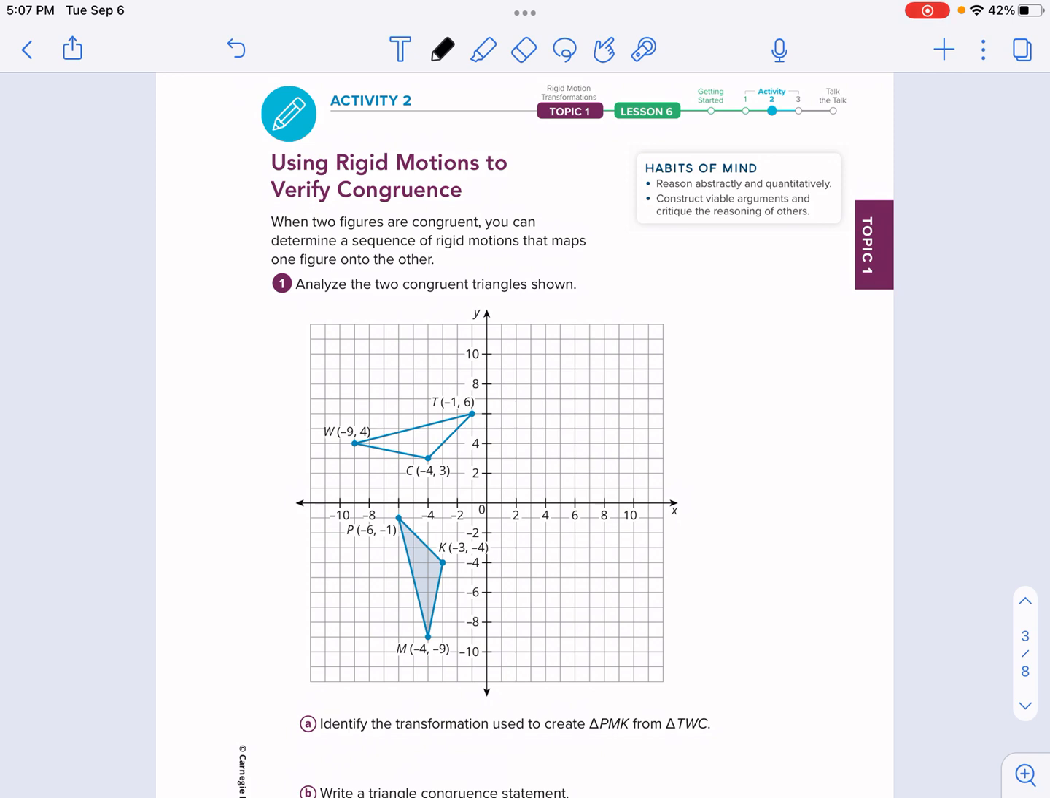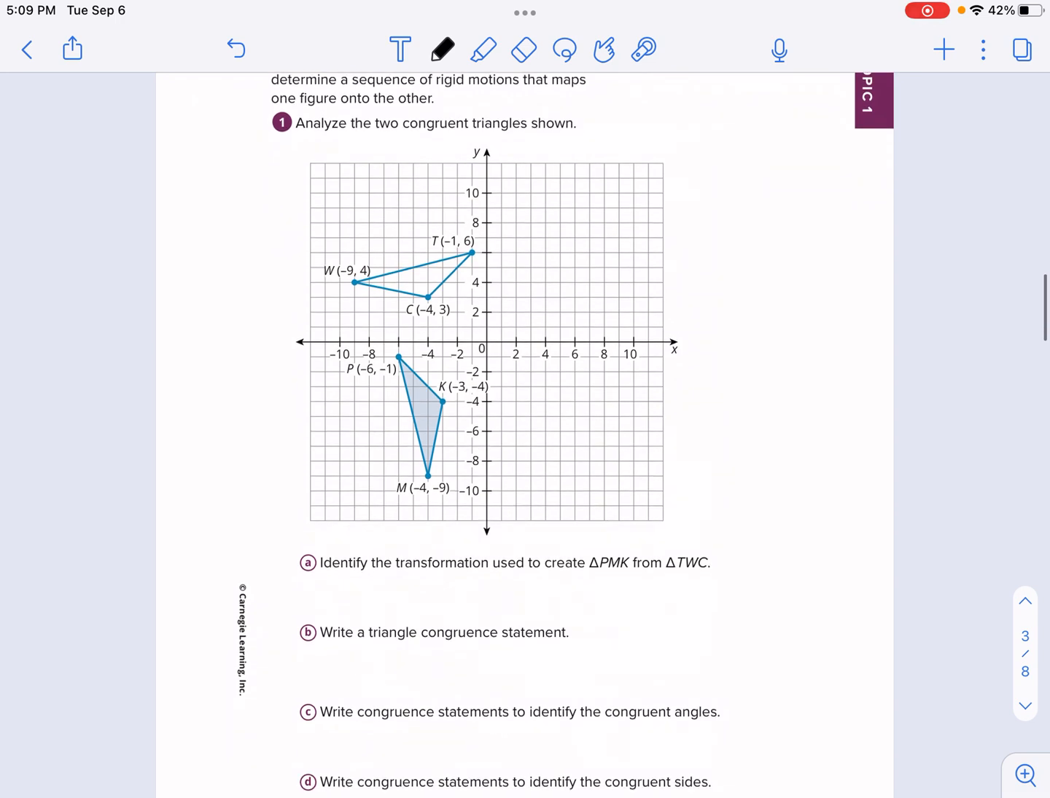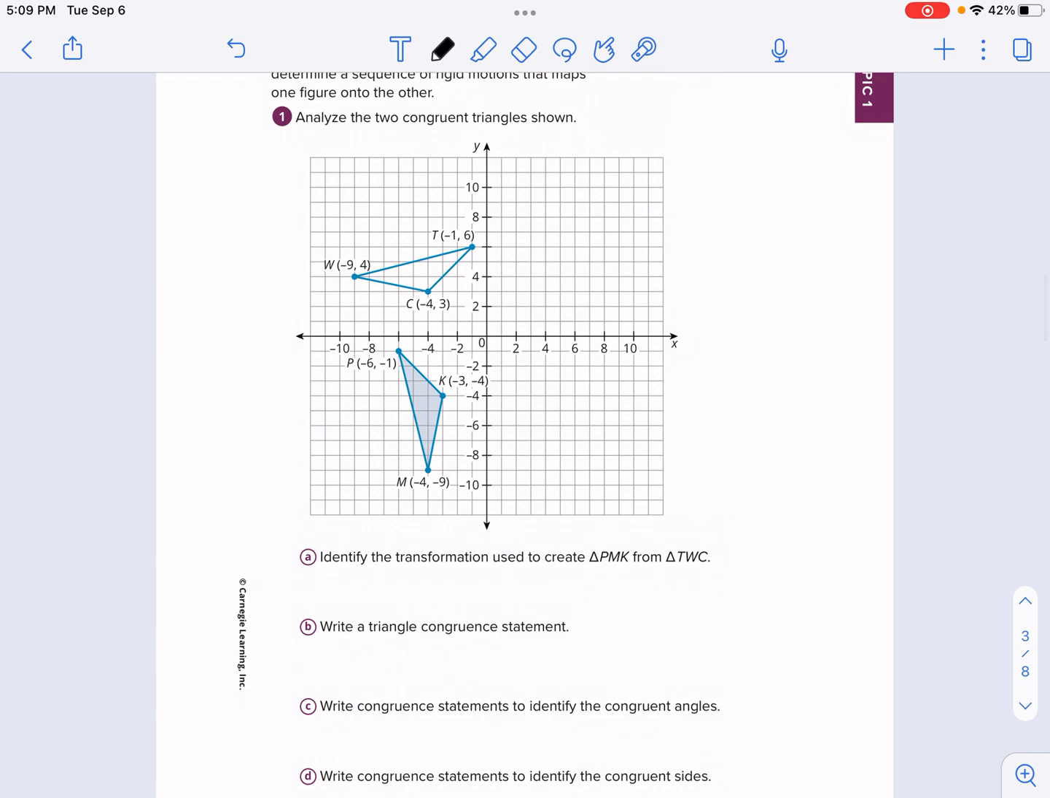So the topic here is using rigid motions to verify congruence, meaning we already know the figures are congruent. We're going to prove why they are congruent, and then detail which parts are congruent as well. So it says analyze the 2 triangles, right? We have the 2 triangles here. We have the coordinates. We're not going to focus too much on the coordinates for now, but let's look at A. Identify the transformation used to create triangle PMK, this one here.